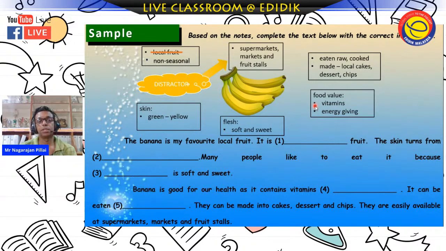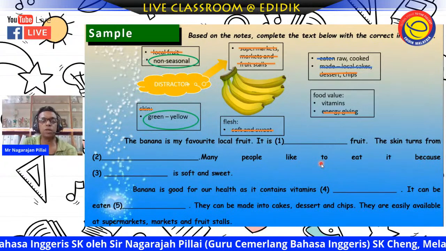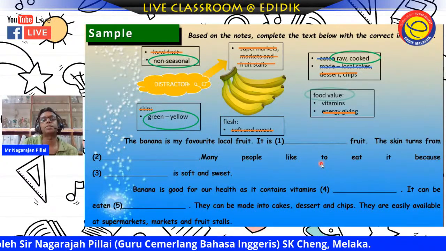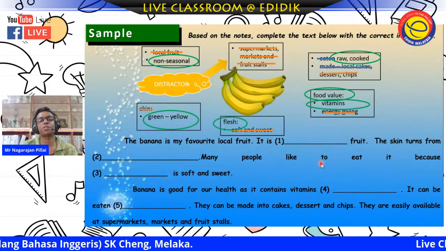So what I will advise them is to slash those words. Why? Because they are distractors. We don't want you to be distracted by these words, because some of you might be using the same words again, and we don't want that to happen. It's very dangerous. That is why you look at those slashes. Those words are non-seasonal, green, yellow, raw, cooked, food value, vitamins, and flesh.